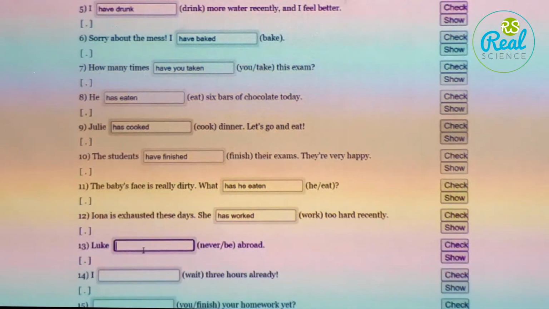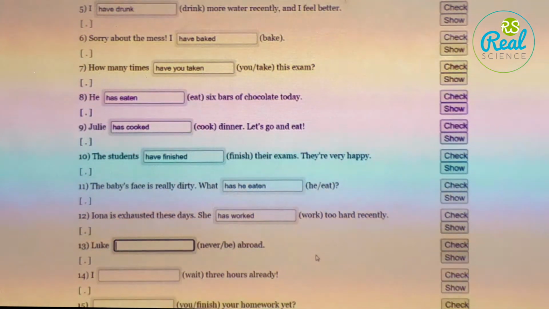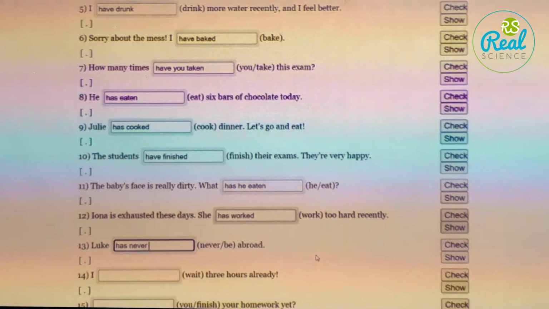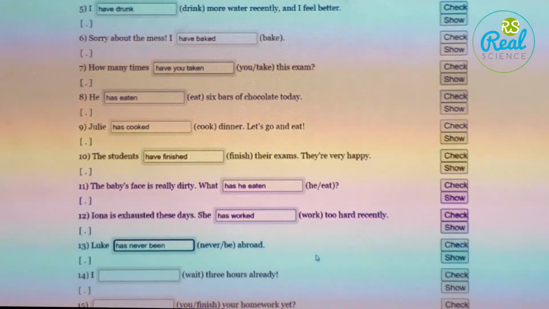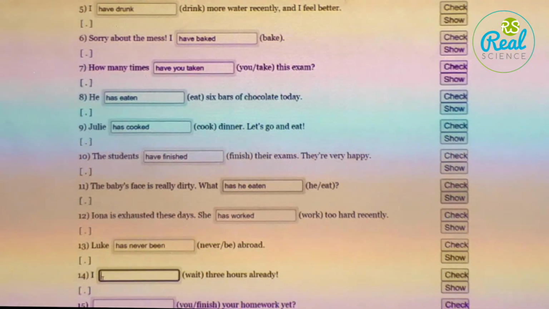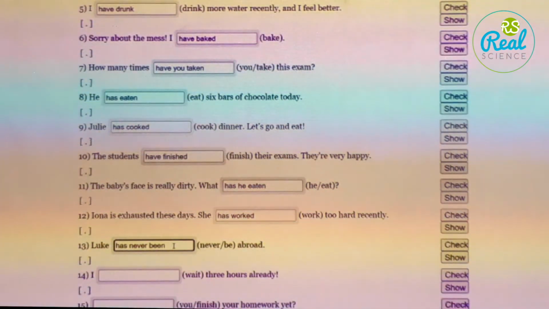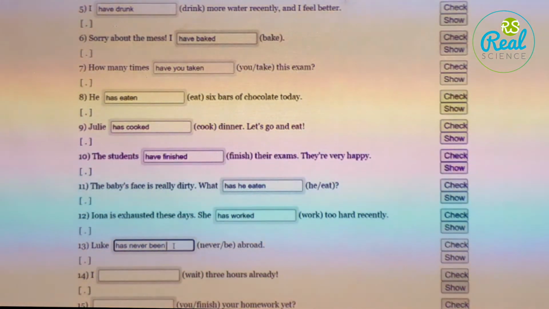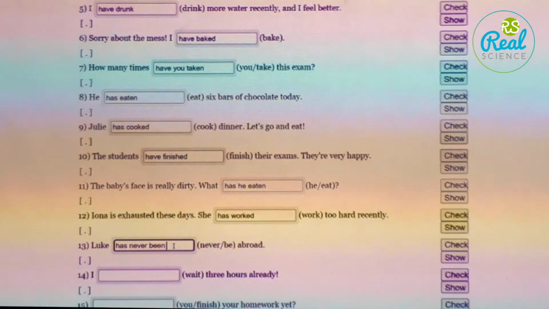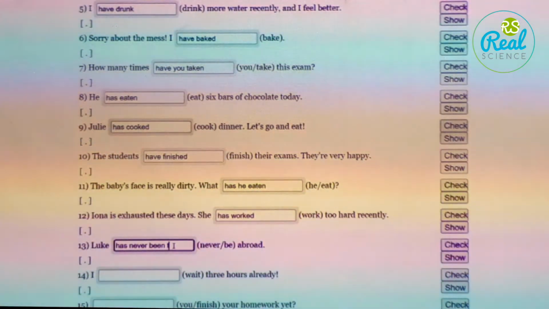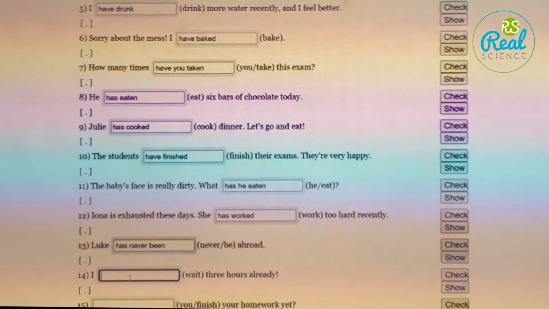Luke has never been abroad. Who wants to do this one? Luke has never been abroad. Guys, can we put here "to" or "in"? In or to? Which one? To. Has never been to. Okay, nice. Yes, to. Very good.